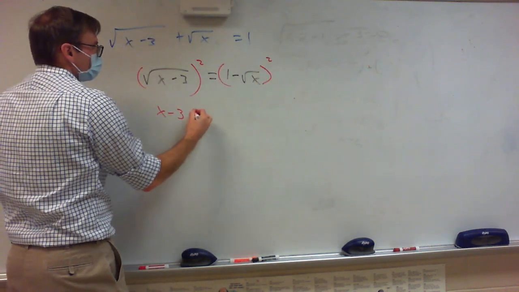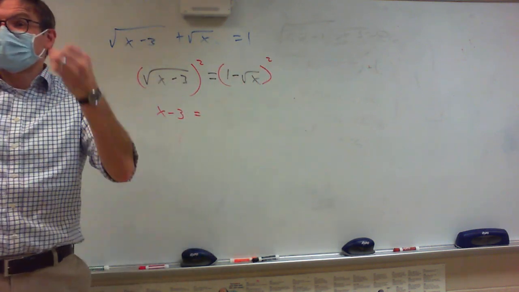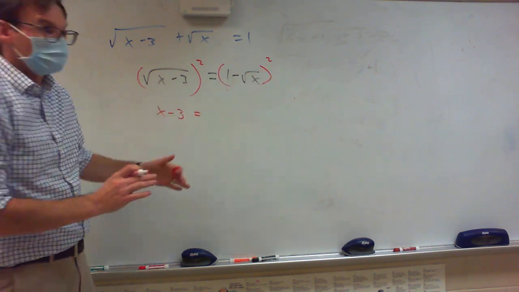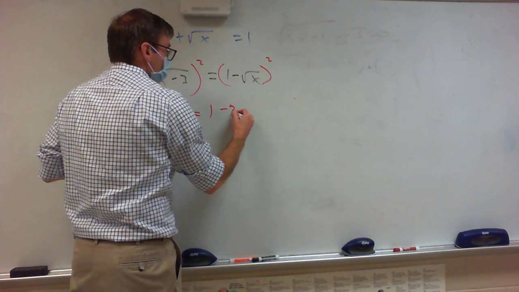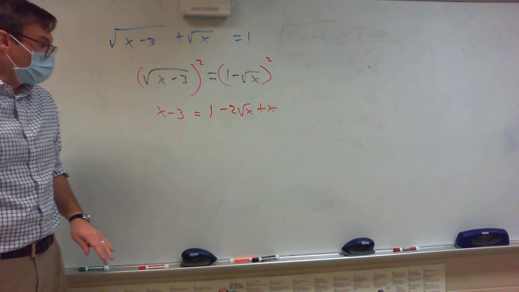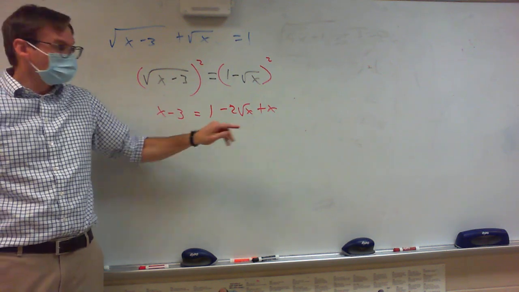That gives us x minus 3. And now remember that trick I said it's got to be instant, right? Because if that's not instant, then this problem gets way, way harder. So this gives me a 1 minus 2 square root of x plus x. So far, so good. And now get this thing by itself, right?